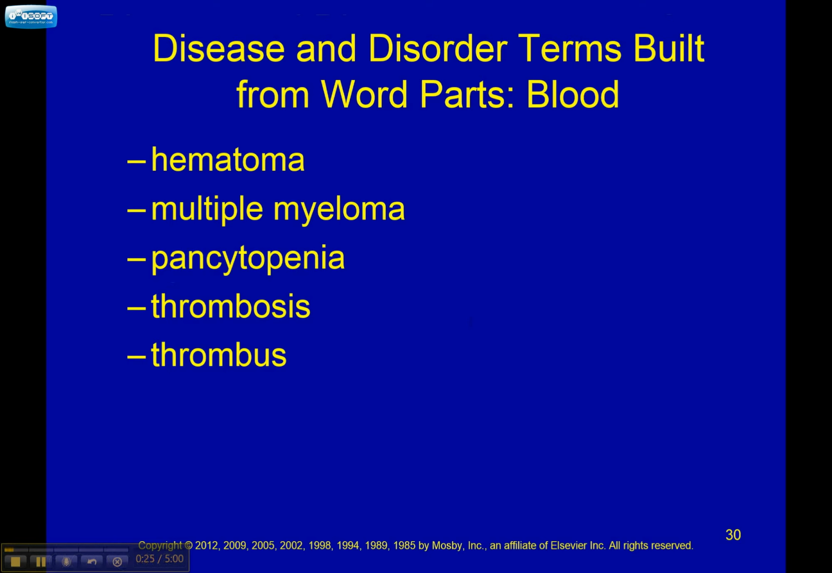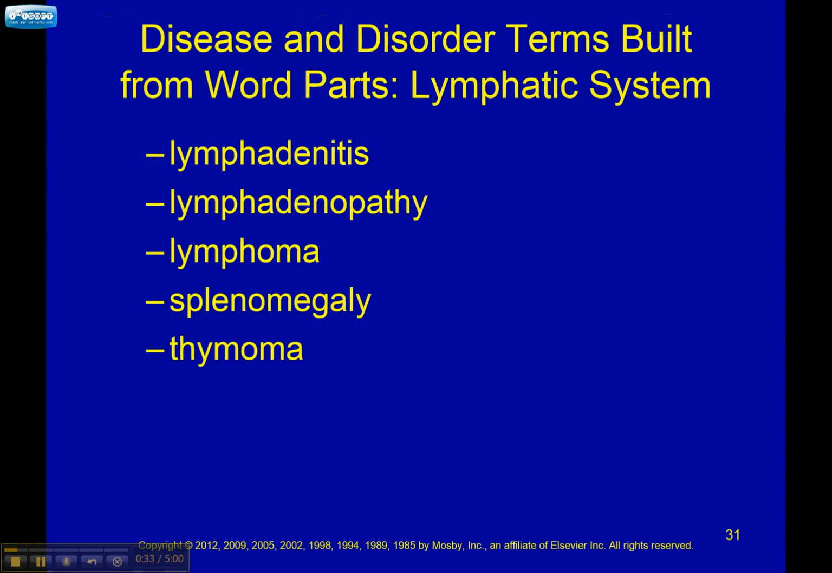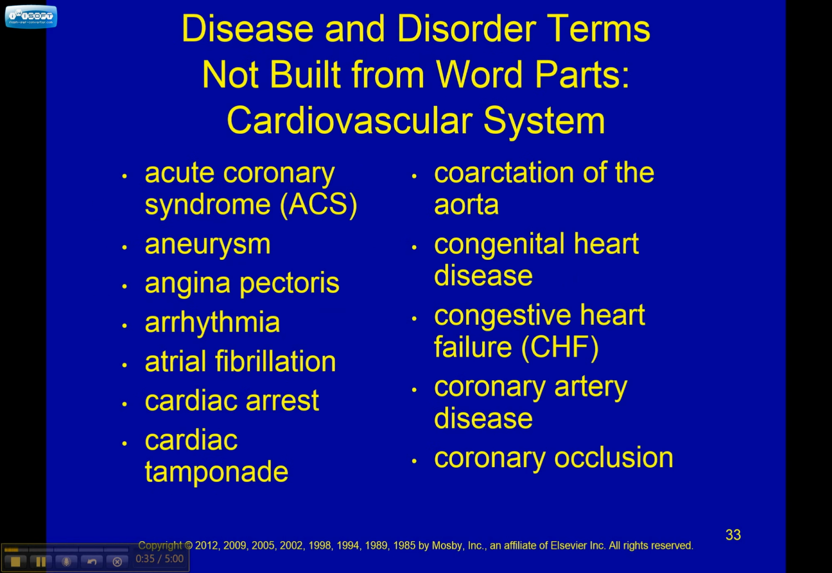What they did in the PowerPoint is that they started with the cardiovascular. They gave you disease and disorder terms built from word parts. Then they went to blood, and then they went to lymphatic system. So those are all words that you can break apart. I'm going to go through a few of these that are very common that I think you need to know, and there are a few slides we'll go through.